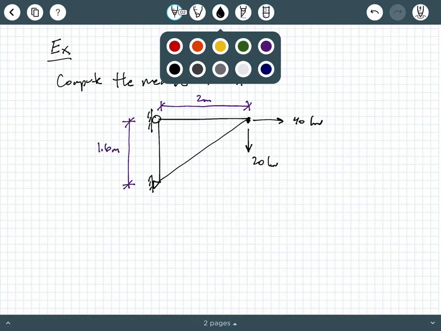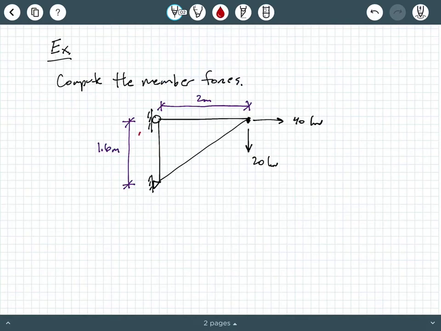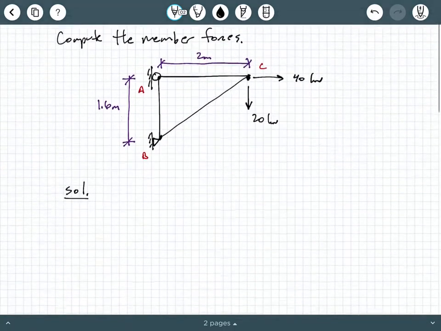Okay, and let's go ahead and give these some names. We're gonna say that the roller is A, the pin is B, and the free joint is C. So we have 3 members and 3 joints again, and we're gonna use method of joints similar to the last example. So under solution, I'm gonna make a few observations.